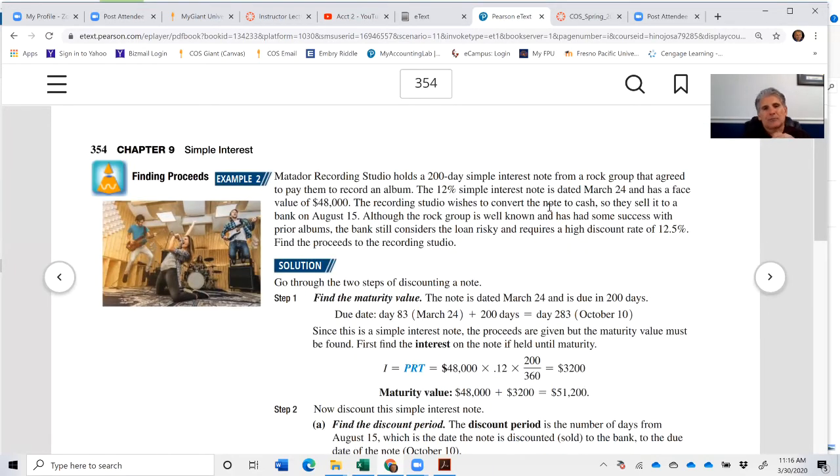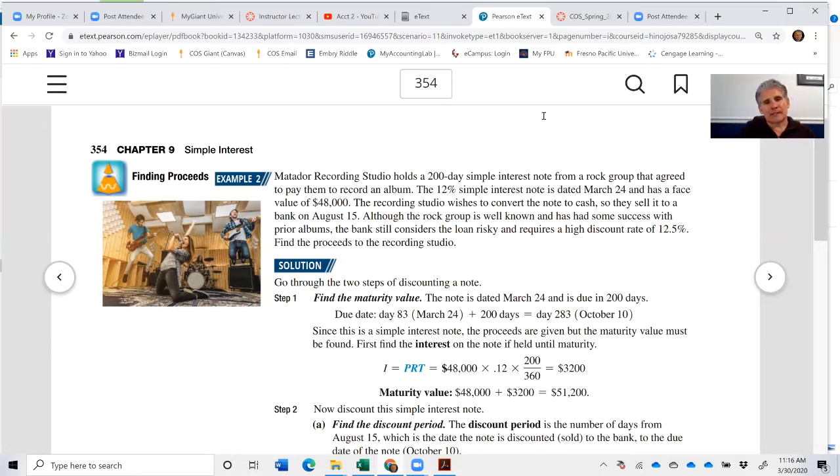The next example is pretty similar. Matador Recording Studio holds a 200-day simple interest note from a rock group that agreed to pay them to record an album. The 12% simple interest note is dated March 24th and has a face value of $48,000. The recording studio wishes to convert that note to cash, so they sell it to a bank on April 15th.